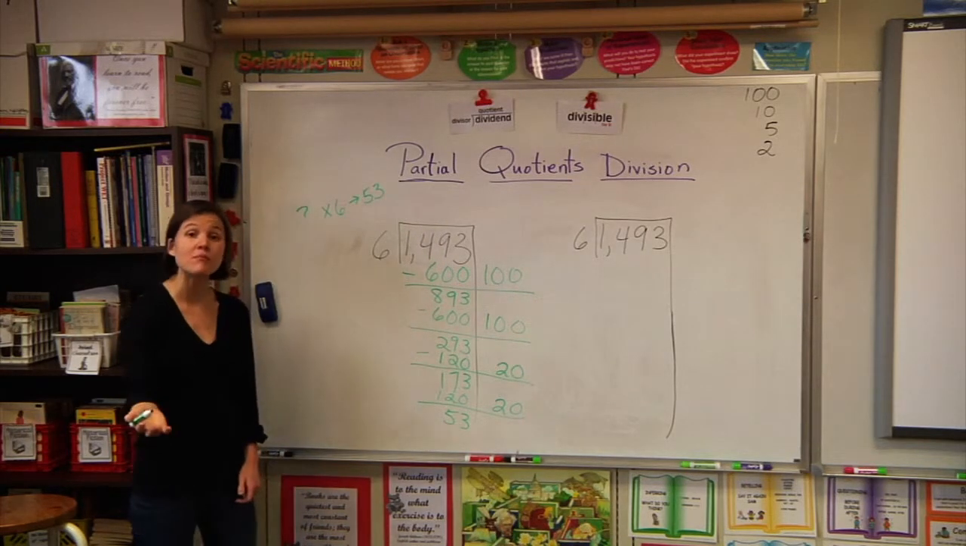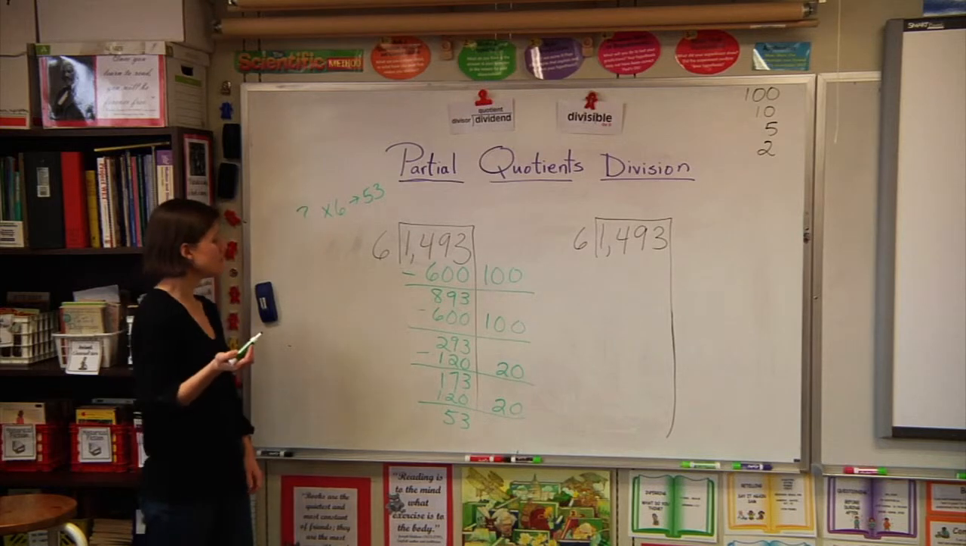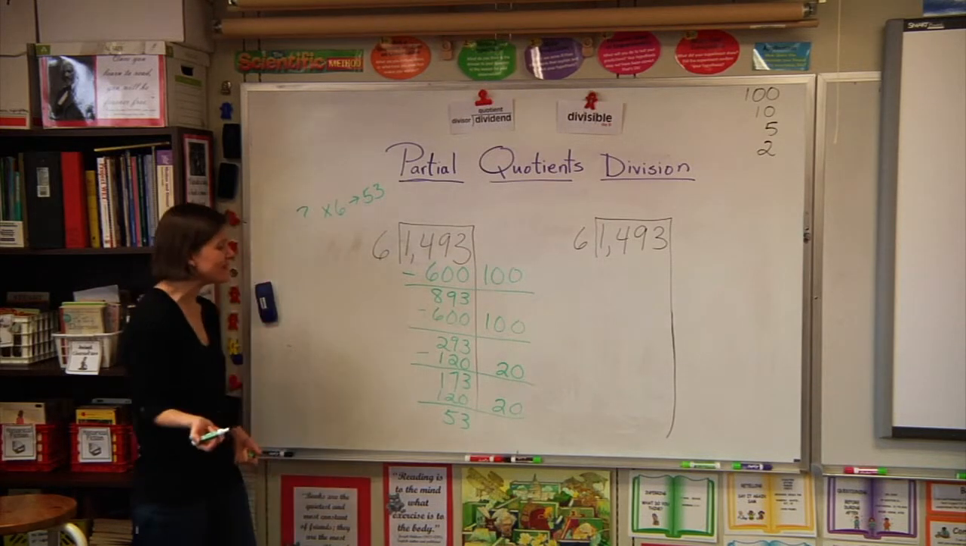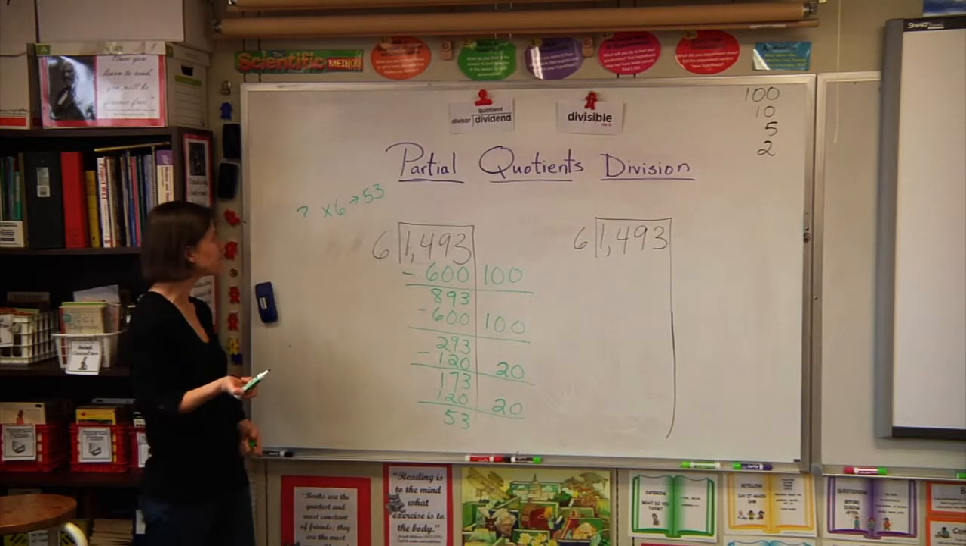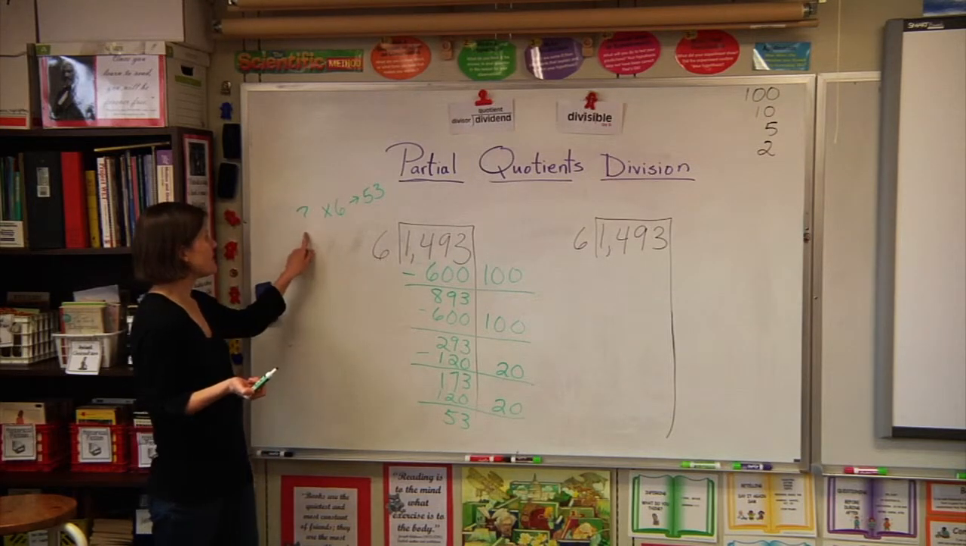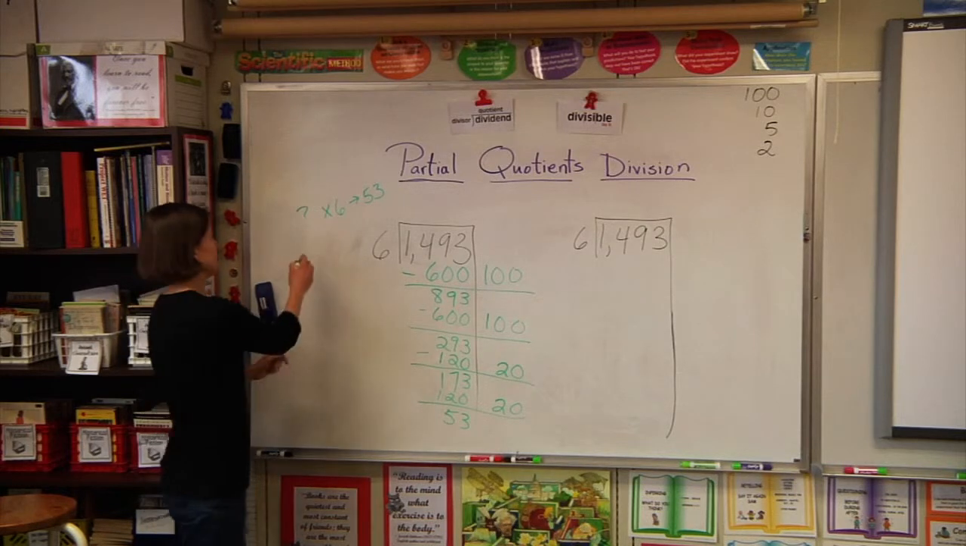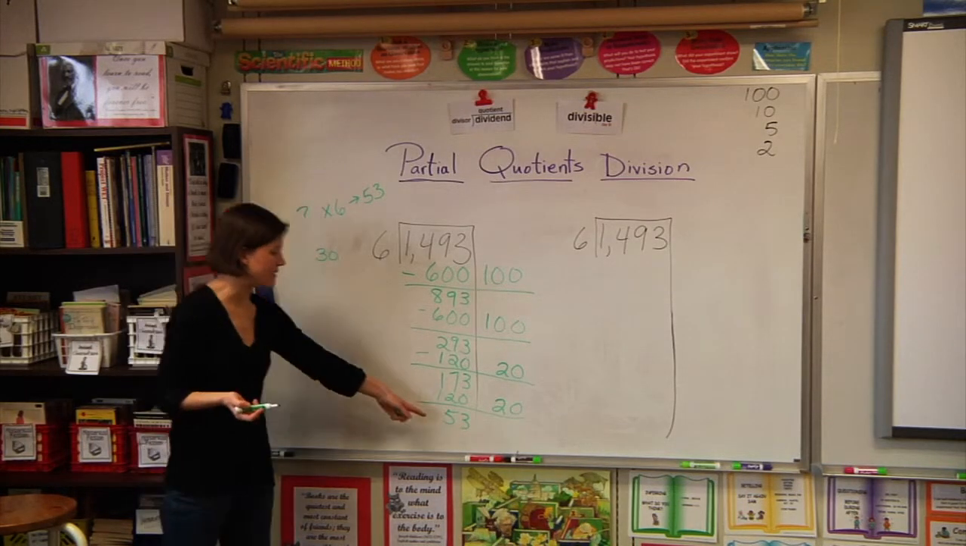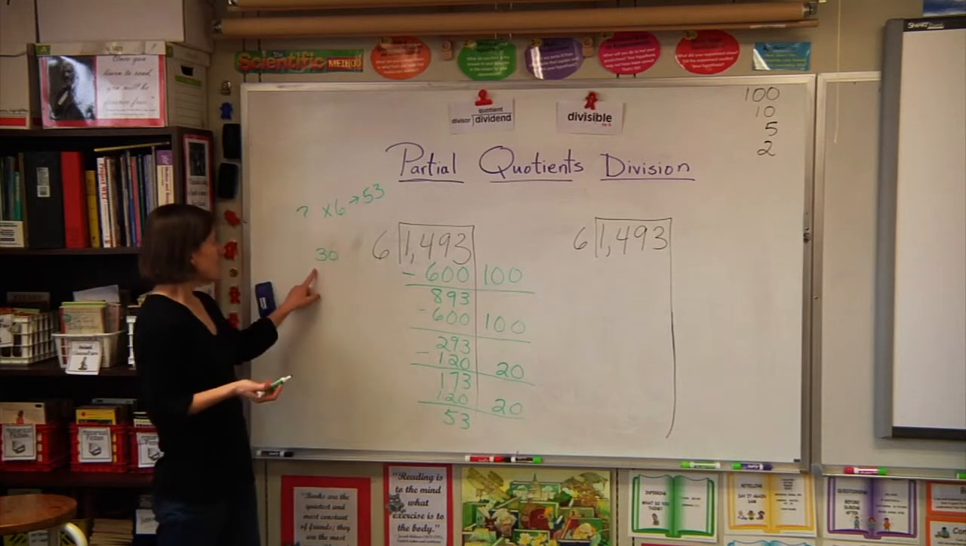Well, I could use a friendly number like 5. That would certainly work. But I'm kind of running out of space here, so let me see if I can get it done in one step. Let's see. 5 times 6 is 30. So I need to go higher than that if I want to get close to 53.